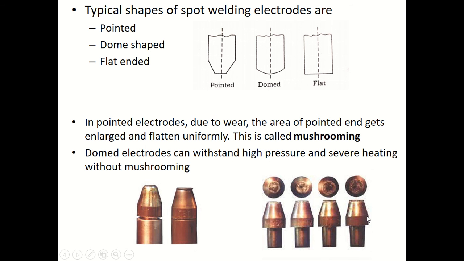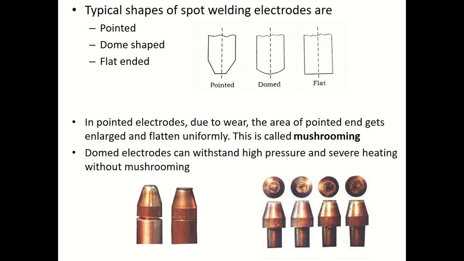Another important piece of information I would like to share with you: what are the different typical shapes of spot welding electrodes? One is pointed, another is dome shaped, and the other is flat ended. You can see what the pointed electrode looks like, what the domed electrode looks like, and the flat one. Some of the pointed shape electrodes are depicted below. Now, this is shown here to explain another important effect. So these are the three types of electrodes used: pointed, domed and flat. For different applications we use different types of electrodes.